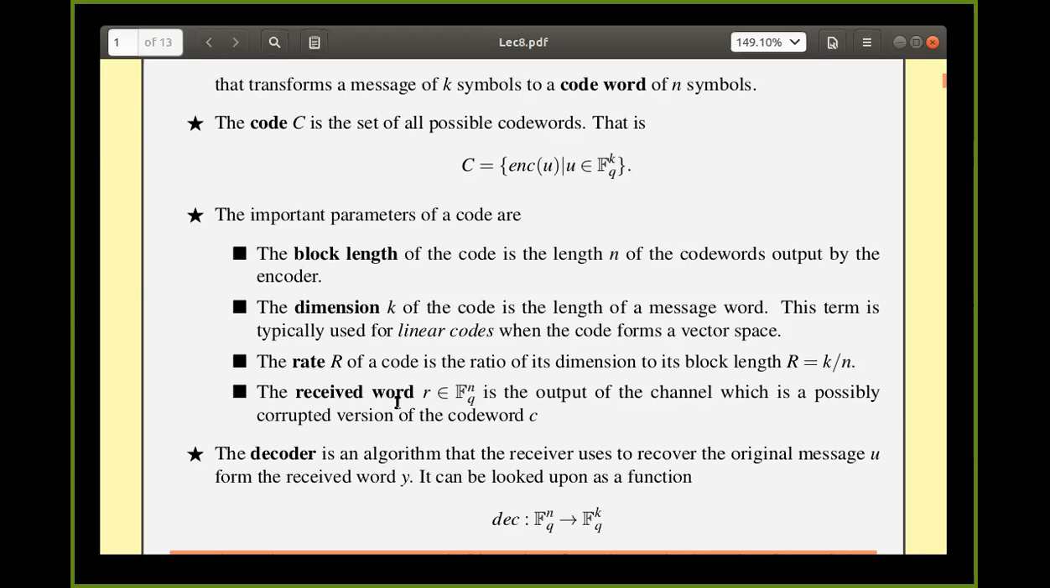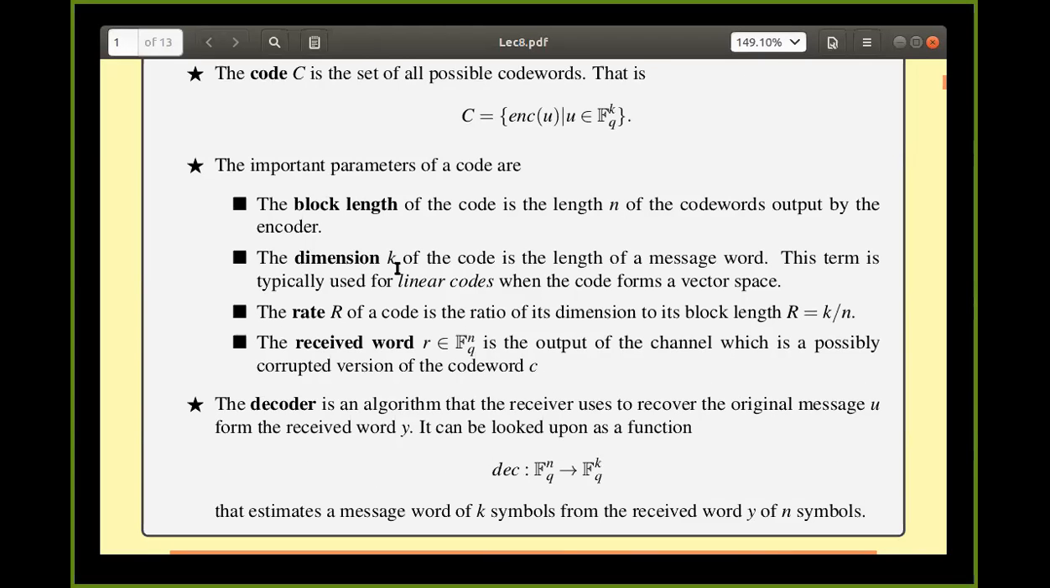Again, we received a code word of length n, but we converted it into a word of length k. I cannot say code word, so a word of length k. So this is the entire mechanism. The decoder estimates the message word of k symbols from the received word y of n symbols.